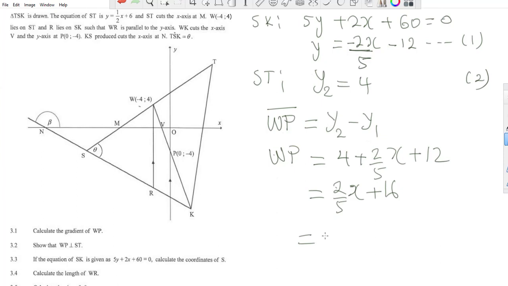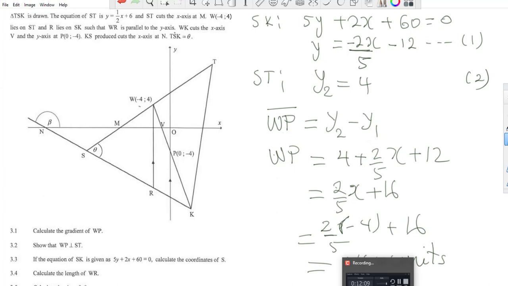So if you substitute minus 4 over 5 plus 16, the answer will give you 14.4 units. So try to pause the question and try to do the last question, and then we come back.